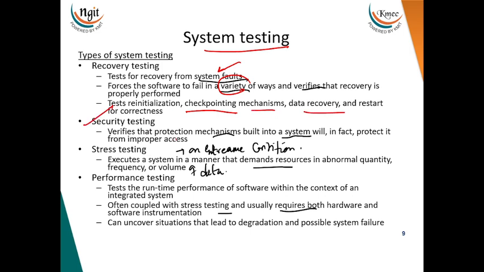Security testing verifies the protection mechanisms built into the system. Stress testing executes the system in a manner that demands resources in abnormal quantity, frequency or volume, under extreme conditions. Performance testing checks, at runtime, how the system is going to perform. These are the types of system testing, the things which we have to do.